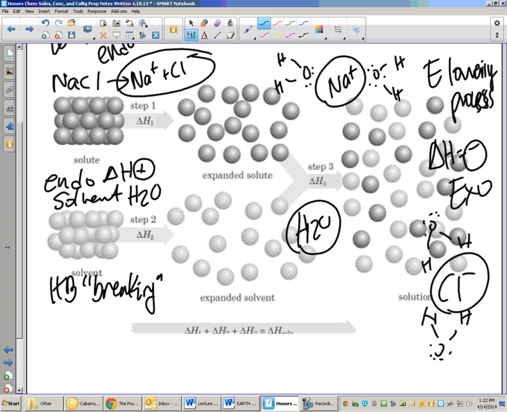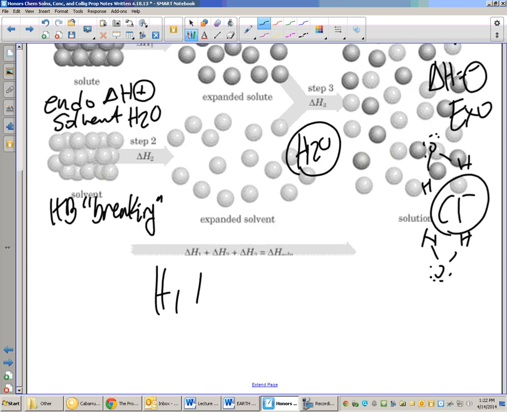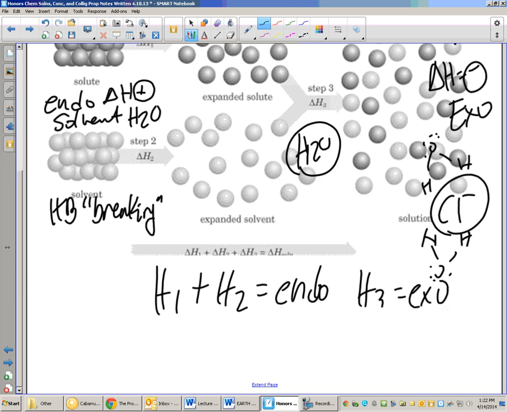Okay, so there's a process here though. You have to add step 1 to step 2. Those are both endothermic, right? So if both of those are endothermic, H1 plus H2 is endo. H3, which is the last step, step 3, is exo. If H1 and H2 are more endothermic than exothermic, the whole process overall is what?